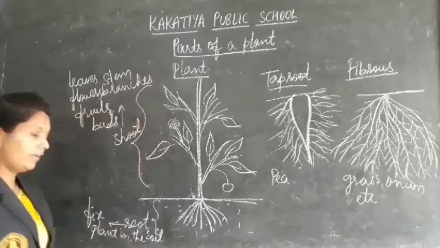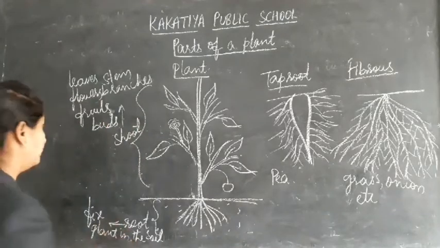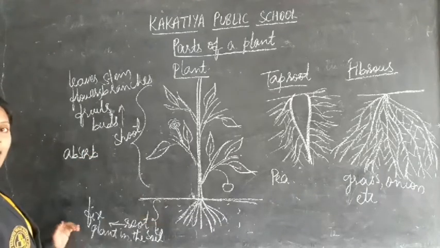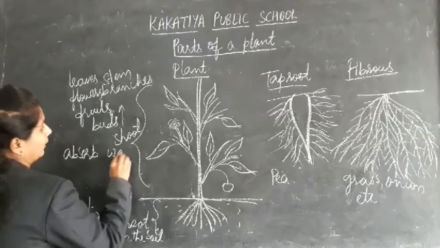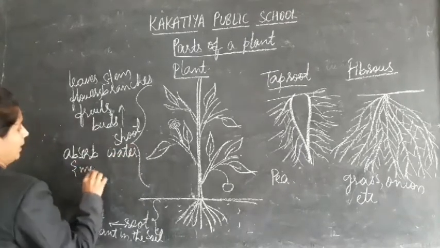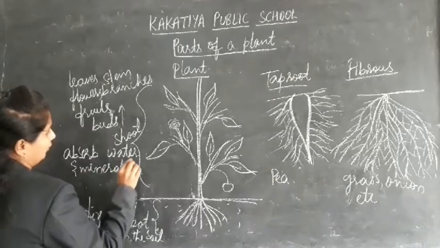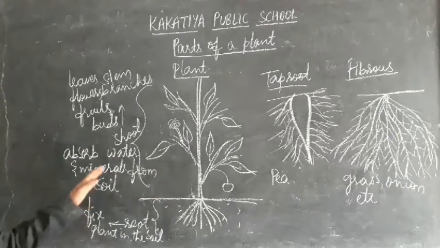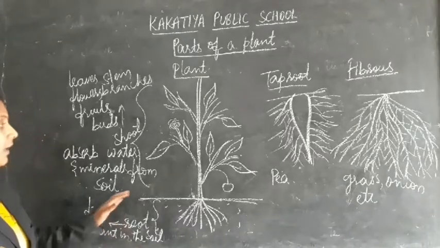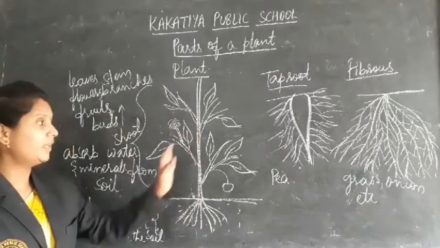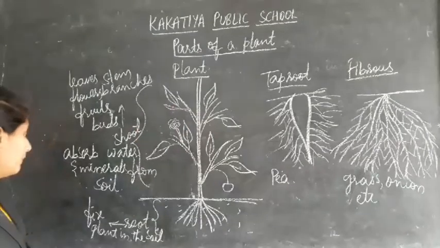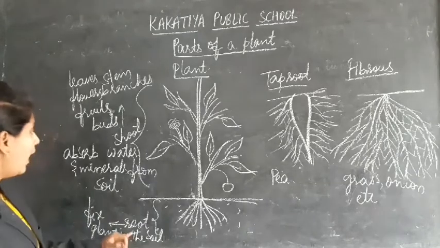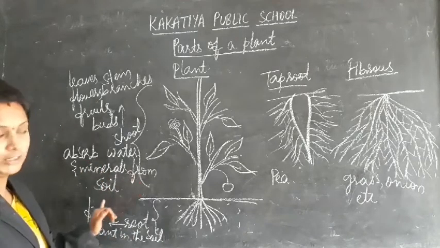Yes, this is about the root. So what is their function? They not only fix the plant in the soil, but they also absorb water and minerals from the soil. They absorb water and minerals from the soil and give them to the stem. Later the stem gives them to the remaining parts of the plant. So what is the function of the root? The root fixes the plant in the soil tightly, and also absorbs water and minerals from the soil.